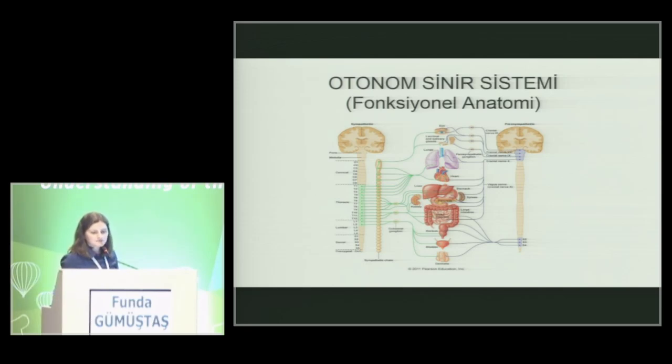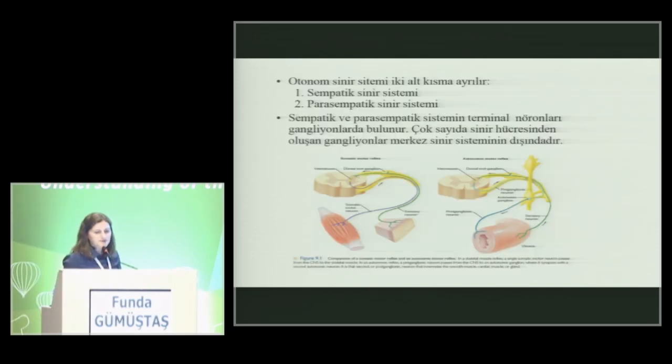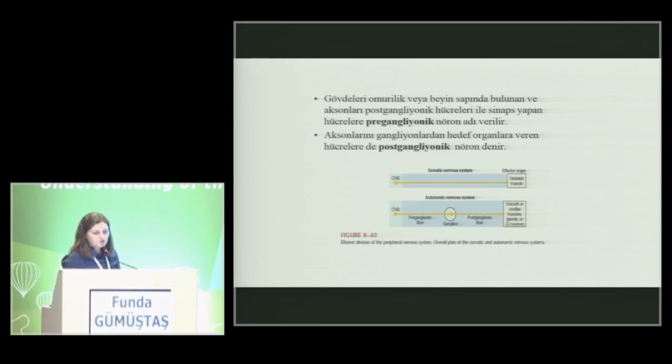Here you see the functional anatomy. The ANS is comprised of the parasympathetic nervous system and the sympathetic nervous system, and these two systems antagonistically affect each other, and they create a balance as a result of environmental factors so that the human being can act in a more healthy and responsive way. The terminal neurons are present in the ganglions, and the ganglions are outside of the CNS.